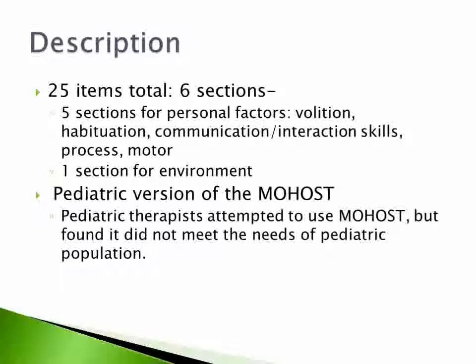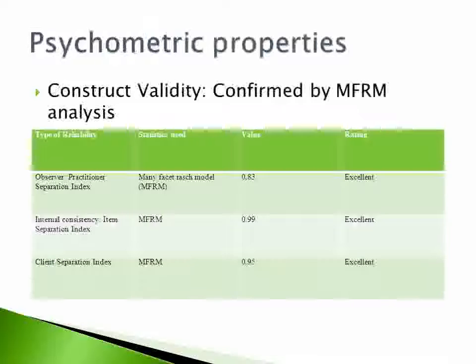It is comprised of 25 total items in 6 sections. Five of those sections are for personal factors, which include volition, habituation, communication and interaction skills, process, and motor, and 1 section is for the environment. It is considered the pediatric version of the MOHOST, the Model of Human Occupation Screening Tool. It was developed because pediatric therapists attempted to use the MOHOST but found it did not meet the needs of a pediatric population. It has strong psychometric properties, including validity, confirmed by the many-facet Rasch model.